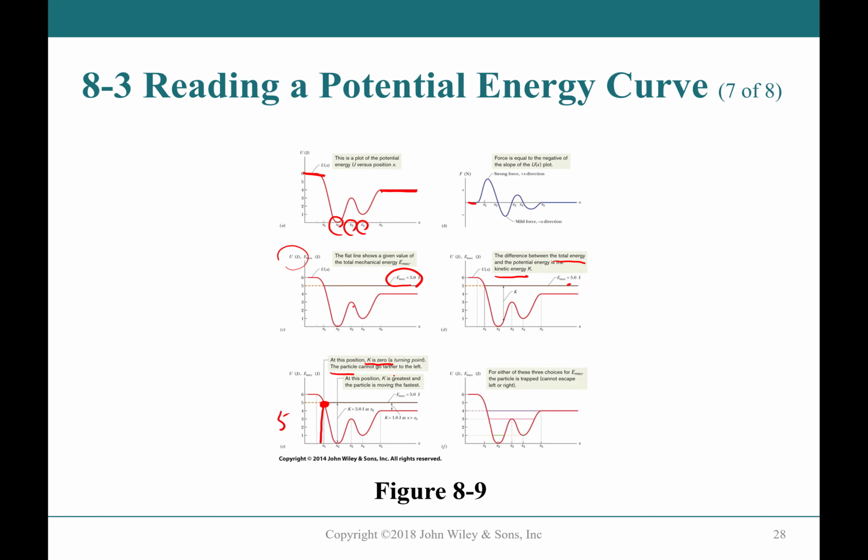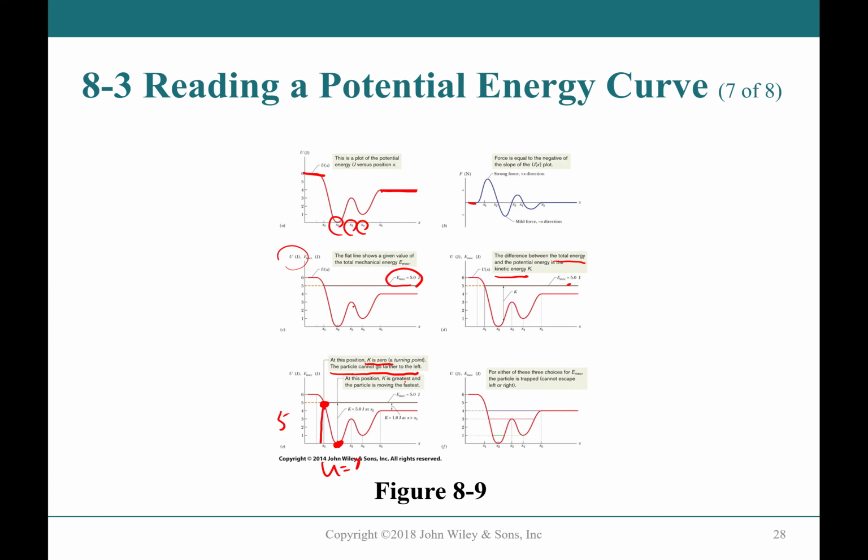So this will be the turning point, okay? The particle cannot go farther left because your kinetic energy is 0, so it is the turning point. And also we have this point, where your potential energy is 0, so your kinetic energy at this point is the greatest, the biggest, so the particle is moving at the fastest rate.